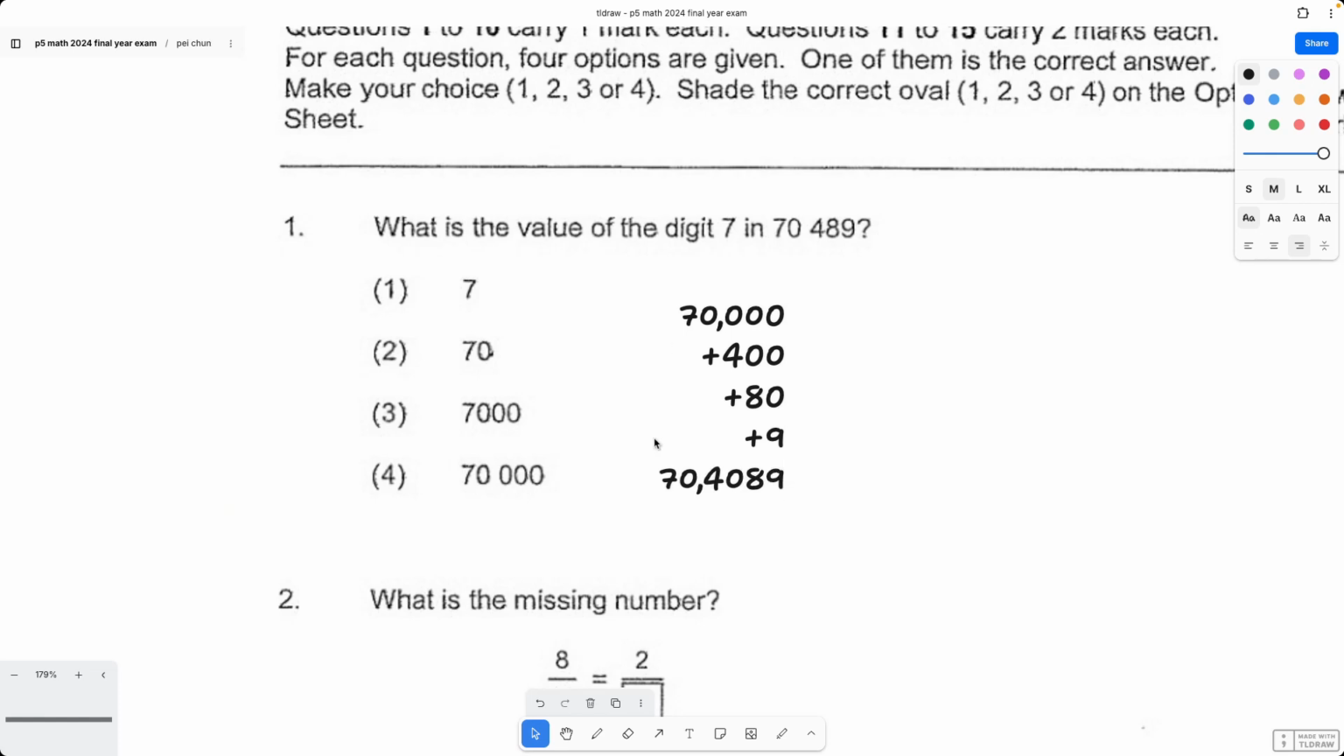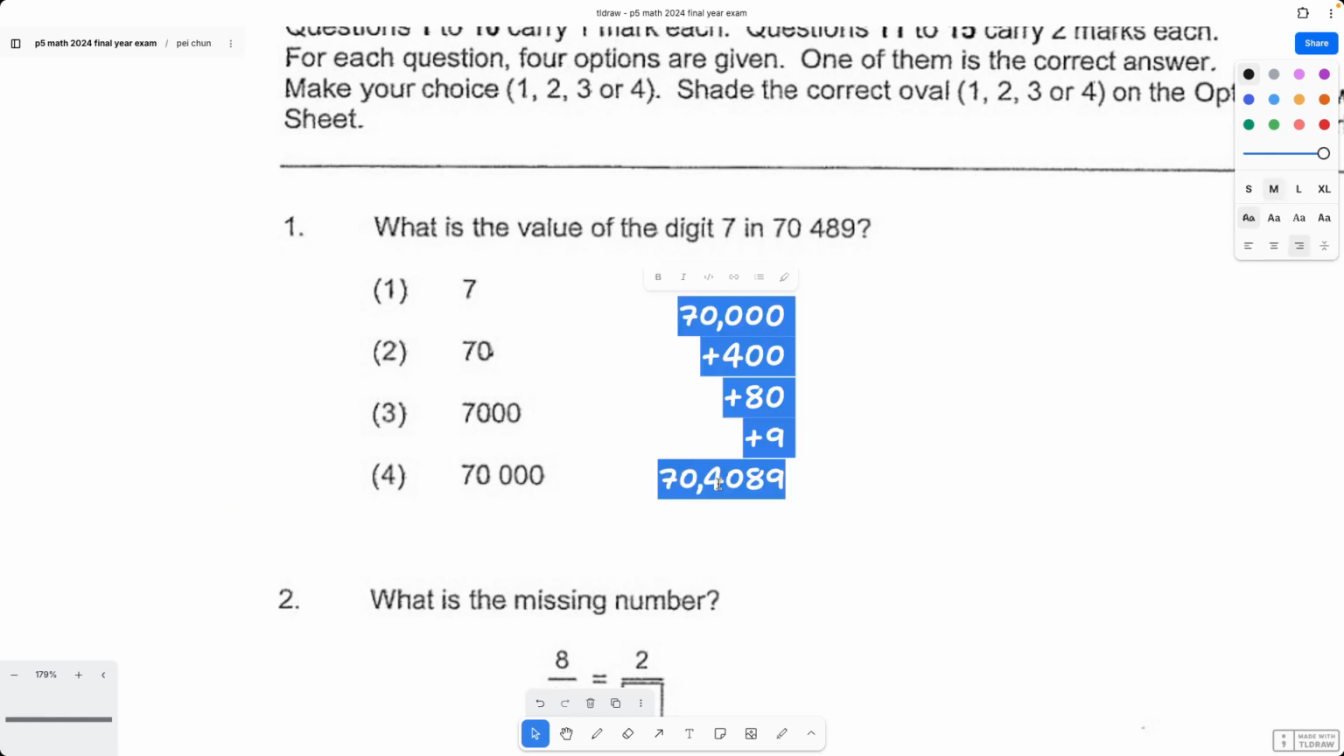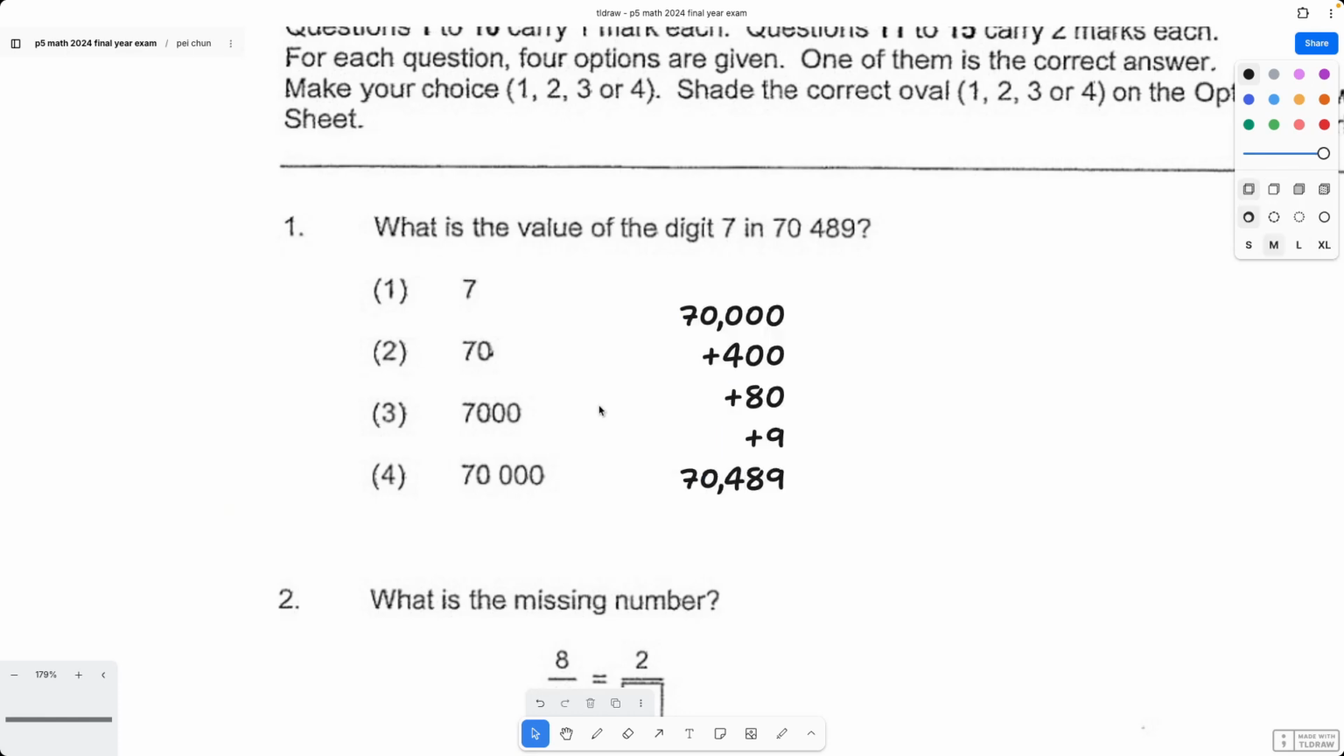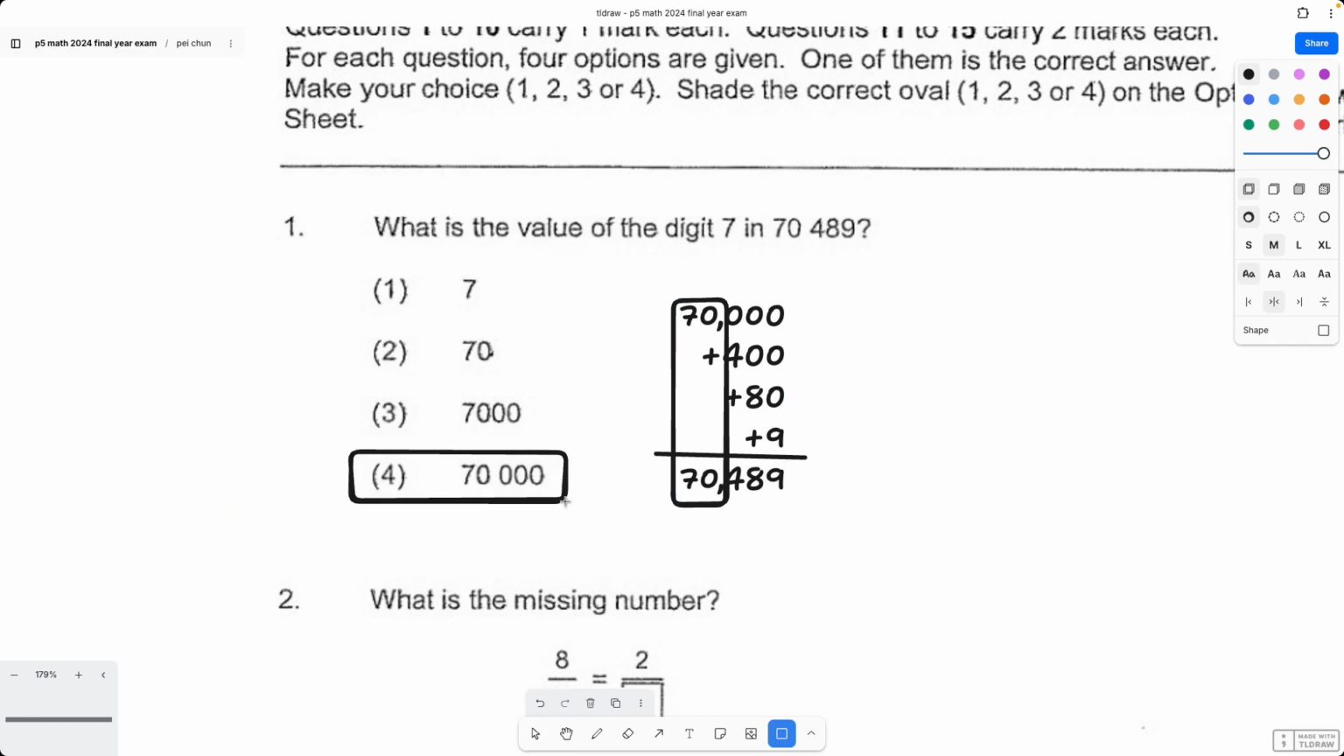70,489, in this case, is what you see over here. The 7 is 70,000, right? So there you go. The answer should be 70,000 in this case, so it's option number 4.